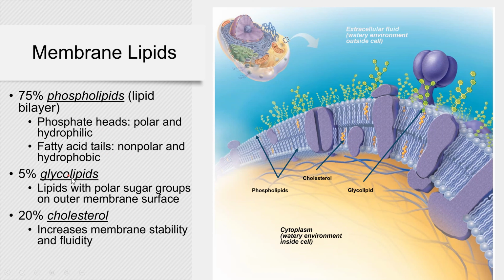5% are glycolipids. Those are lipids with polar sugar groups on the outer membrane surface. So if you see these branches of the molecules, those are oligosaccharides. So those are sugars, but the chains are not very long. And they attach to these lipids. And when they attach to a lipid, that's what we call a glycolipid. And 20% of lipids are cholesterol. Now, cholesterol is inside this bilayer and increases membrane stability and fluidity. Right, so those are lipids.